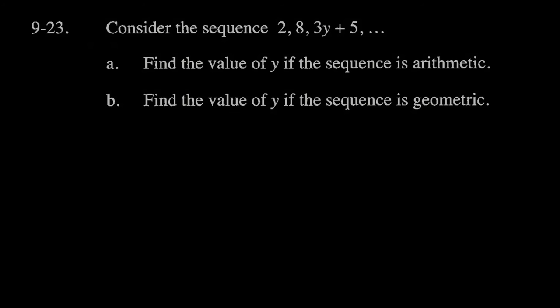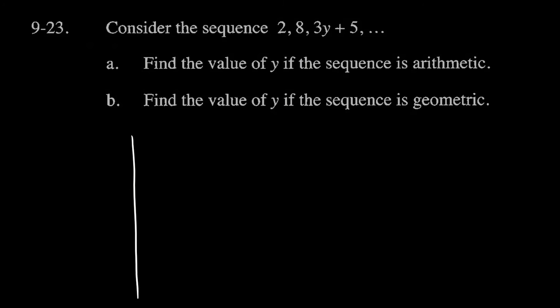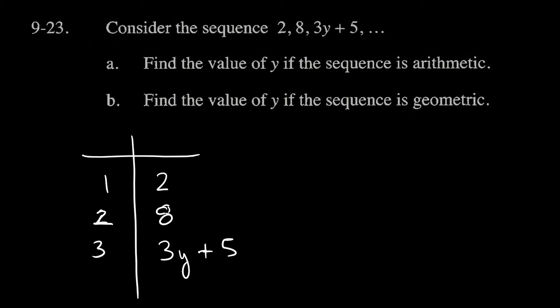Okay, this looks like a fun problem, and it looks like something we haven't done before. So I'm going to put this information in a table of values. It's a sequence, so the first term is the number 2, the next term is the number 8, and the third term in the sequence is not a number. They give me the expression 3y plus 5 for the next term. So what they say is find the value of y if the sequence is arithmetic.